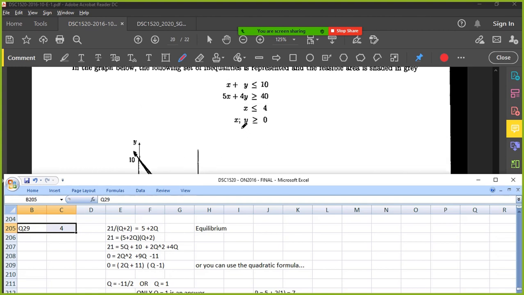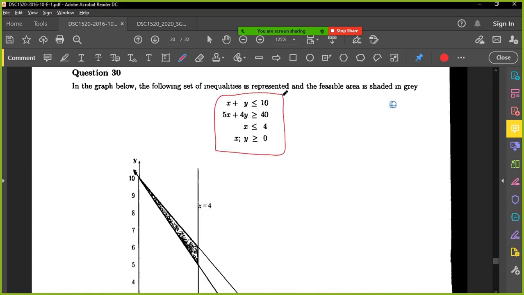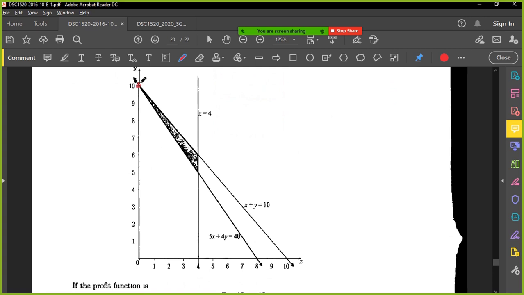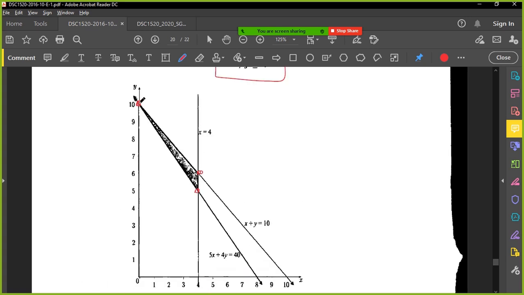And then the last one, oh, this is a graph one. Feasible region. Here they've given you those equations and they've given you a feasible area. That point there, and that point there. They said the profit function is given as that. They want you to determine the maximum profit subject to the inequalities above. So you've got to work out the coordinates of this point, which is obviously 0 and 10. You have to work out the coordinates of this point, which is 6 and 4. And the coordinates of that point, which is 4 and 5. Do you see that? Yep.